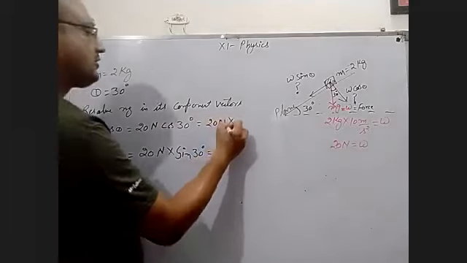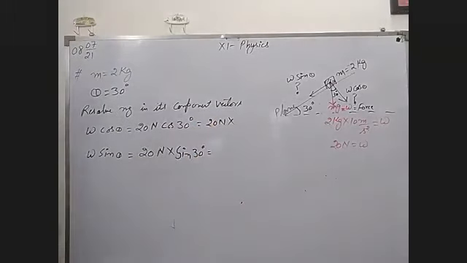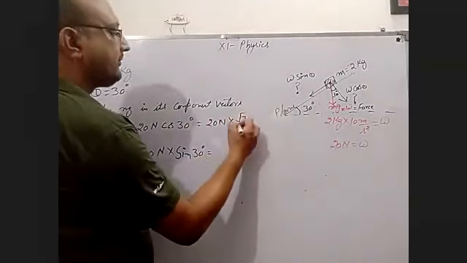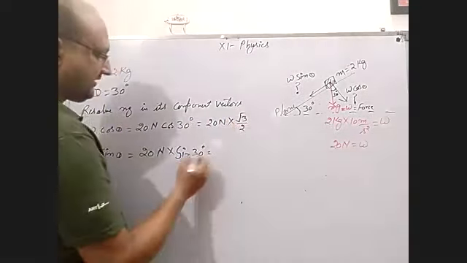What is the value of cos 30? Root 3 by 2. And what is the value of sin 30? 1 by 2. From there, this is 10 Newton. And from there, this is 10 root 3 Newton. Now these are the component vectors of this mg or W. One along horizontal, another along vertical.